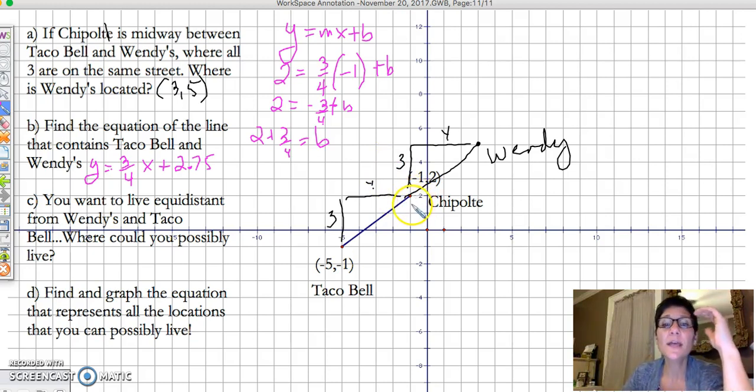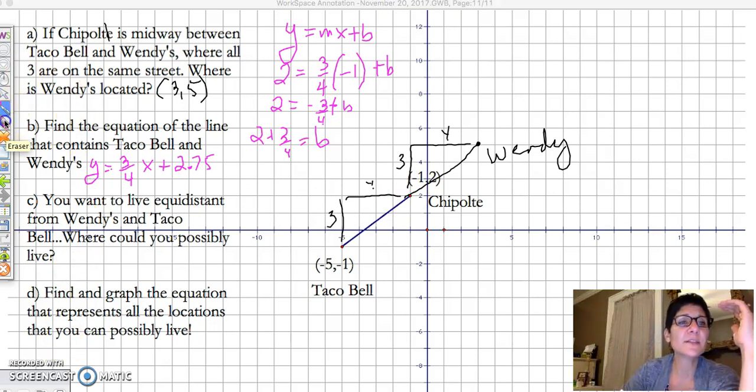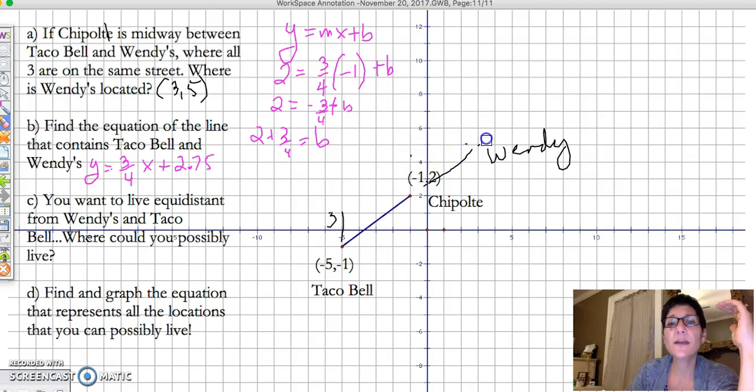First of all, if you want to live the same distance away, that means that if you recall, it would be on the perpendicular bisector. So I'm going to erase these slopes and get them out of my way. If you guys picked points on your line, I have to put that back over there because we have to keep Wendy's in there because we need Wendy's.